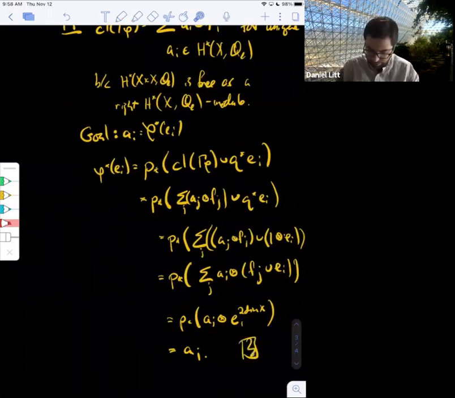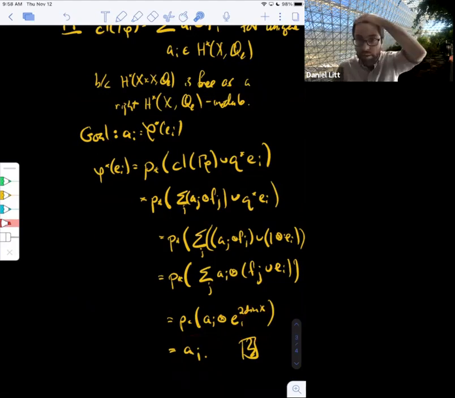Okay, and then the thing you should check is that this push forward of AI, push forward of something tensor E1 of 2 dim x is actually that something. Yeah, cool.